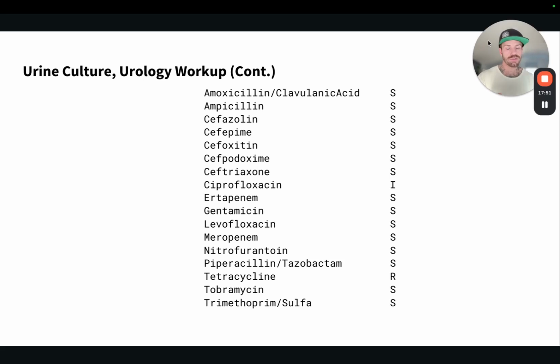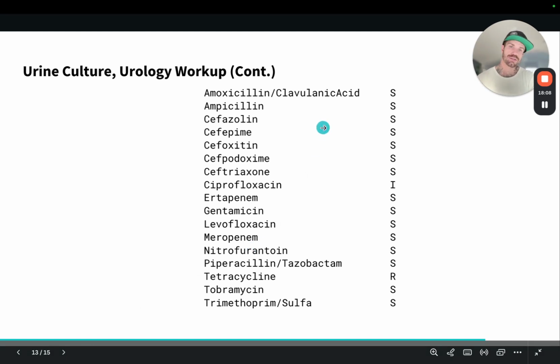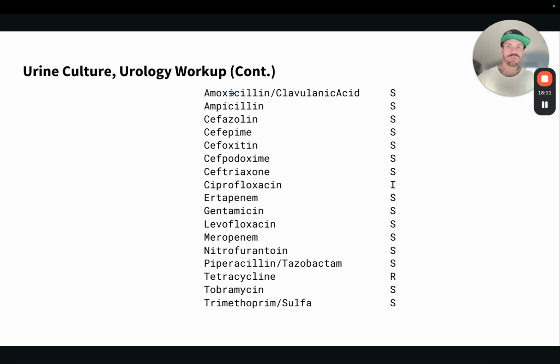But let's look at this particular client's sensitivities report. We've got ampicillin, amoxicillin, cefazolin, all of the cephalosporins here. We've got ertapenem, gentamicin. All of these S's mean that this particular strain of E. coli is sensitive, except for ciprofloxacin. But there's more about ciprofloxacin I'll mention in a second. We also have nitrofurantoin, known as Bactrim. We have piperacillin and tazobactam, tetracycline, tobramycin, and trimethoprim sulfa. Now, anything that has an S next to it is something that the bacteria will respond to. This will lead to the clearance of this infection.